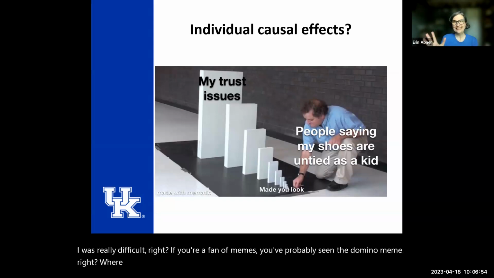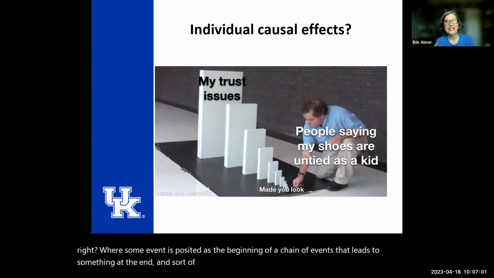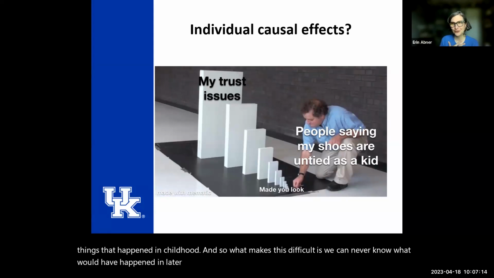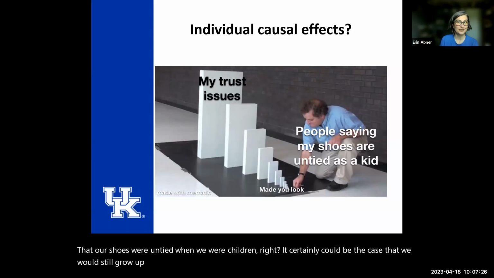Where some event is posited as the beginning of a chain of events that leads to something at the end. And sort of here, right, we're attributing trust issues in later life to things that happened in childhood. And so what makes this difficult is we can never know what would have happened in later life in terms of our trust issues if the people had not said that our shoes were untied when we were children, right? It certainly could be the case that we would still grow up to have trust issues, but for different reasons.